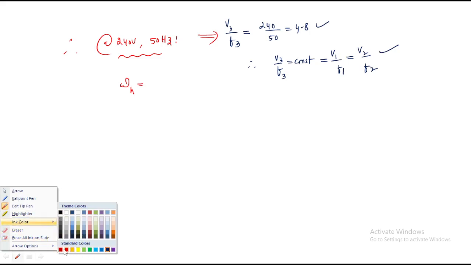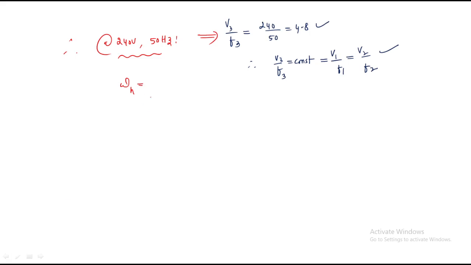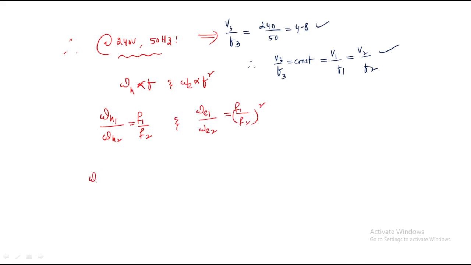WH is equal to what? Is the red color? WH is proportional to frequency, and only eddy current loss is proportional to F square. Therefore, WH1 by WH2 is equal to F1 by F2, and WE1 by WE2 should be equal to F1 by F2 whole square. So from this we need WH2, that is WH1 into F2 by F1, and WE2 is equal to WE1 into F2 by F1 whole square.